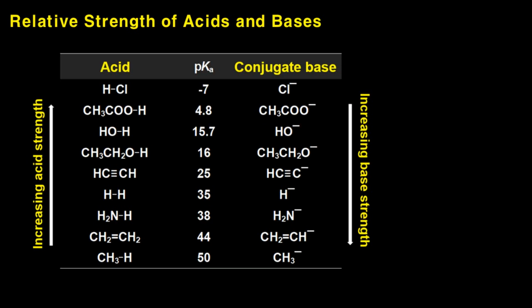Let's look at some examples. Strong acids like HCl have very weak conjugate bases, such as Cl-. On the other hand, weak acids like ammonia, NH3, have much stronger conjugate bases, like NH2-. To compare different acids, we can use a table that lists their pKa values along with their conjugate bases. And here's an important rule to remember. The lower the pKa, the stronger the acid.